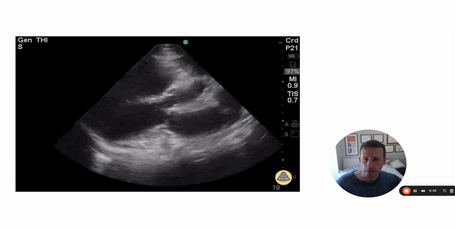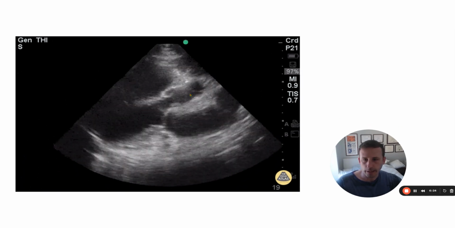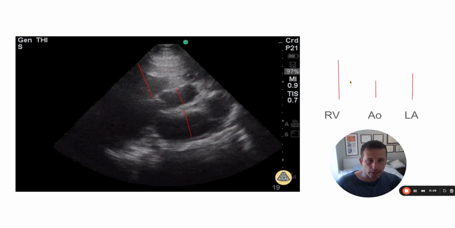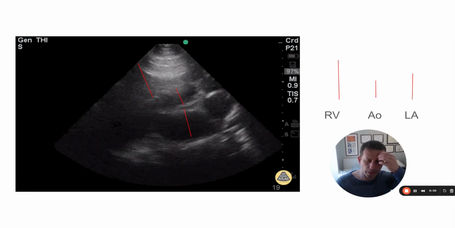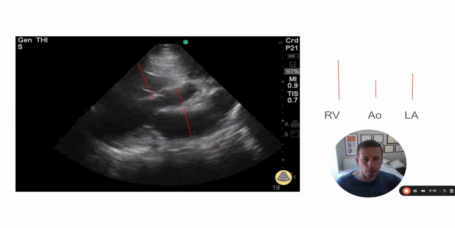Another example here. All right, so we've got the RVOT. This is the aorta. This is the left atrium. When we look at our lines, our RV is enlarged. So this was an example, I think, of pulmonary hypertension, somebody with chronically elevated right-sided pressures.